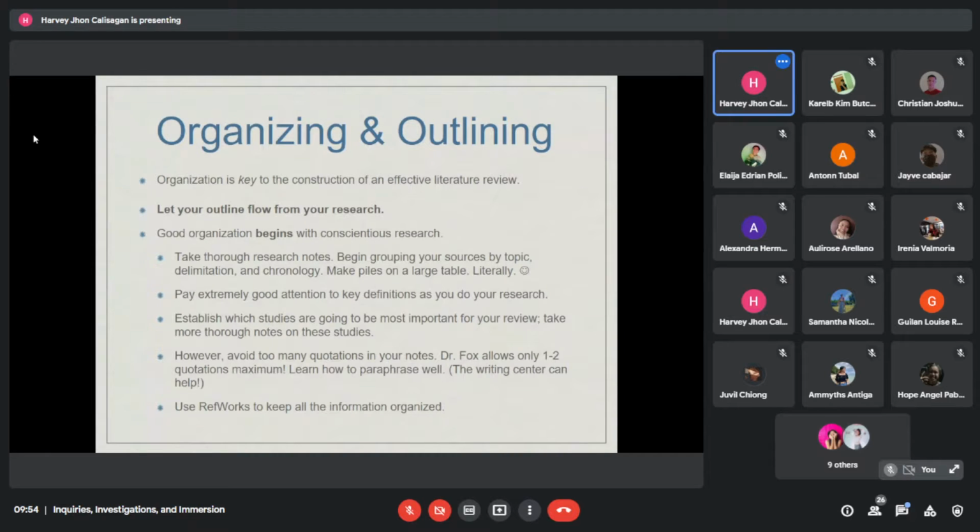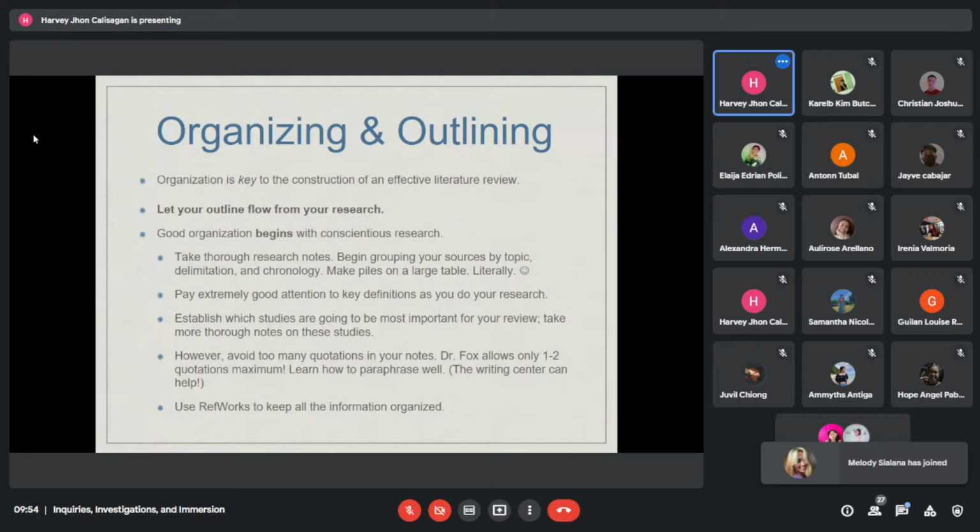But how do we do the organizing and outlining? Let your outline flow from your research. For example, good organization begins with the consensus research, those research that are not forced, something that comes out of the consensus of researchers. So if you are a good researcher, you will follow the right process.